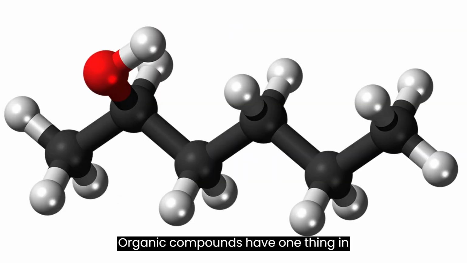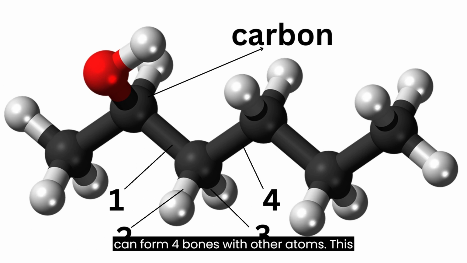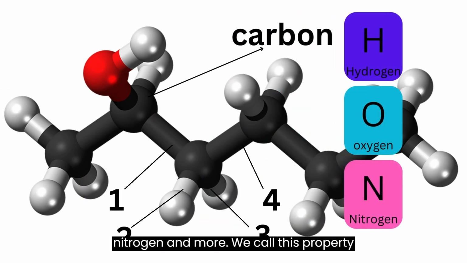Organic compounds have one thing in common, that is they contain carbon atoms. What is this carbon atom? Carbon atom is a very special element that can form four bonds with other atoms. This means that carbon can make many different shapes and structures with other elements such as hydrogen, oxygen, nitrogen and more. We call this property of carbon tetravalency, which means having four valency or bonds.